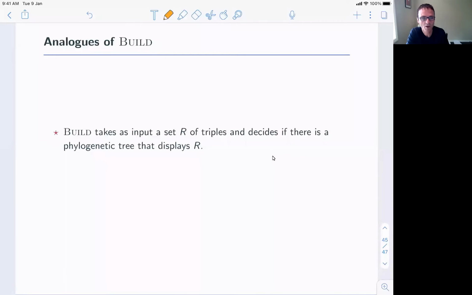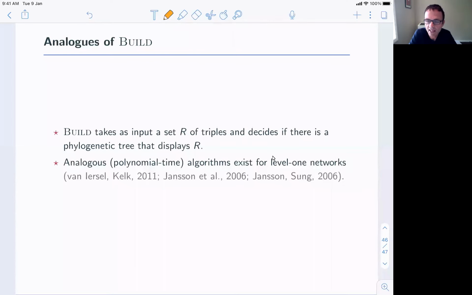And I'll just finish on one last slide, as an open problem. If you think about build, which takes in as input a set of triples and decides if there's a tree that displays that set of triples, there are analogous algorithms for level 1 networks. Leo and Stephen have got one where they actually want to minimize the number of reticulations. Some of this work actually started with Janssen and his colleagues in 2006.